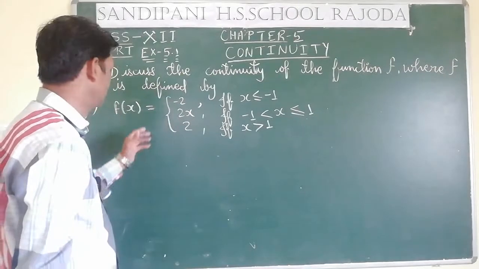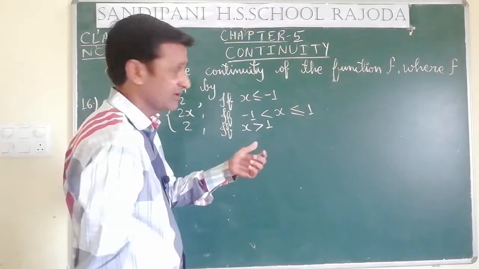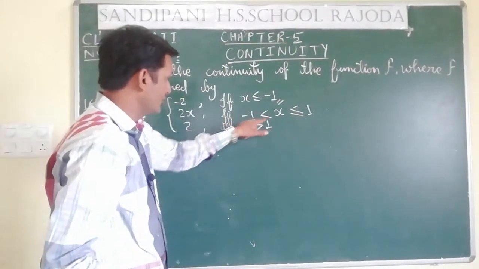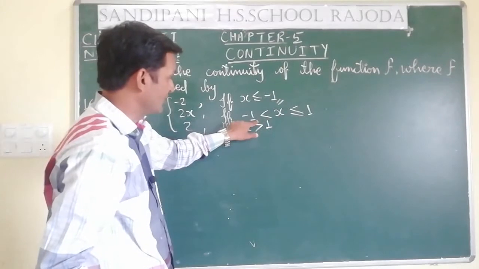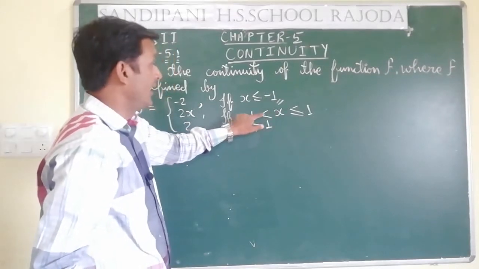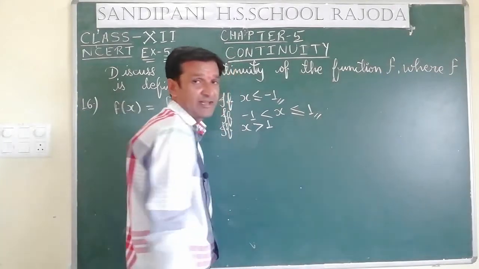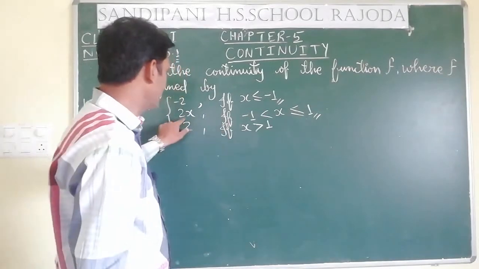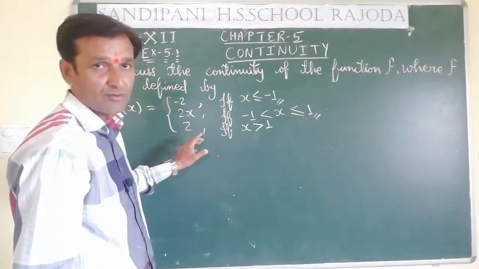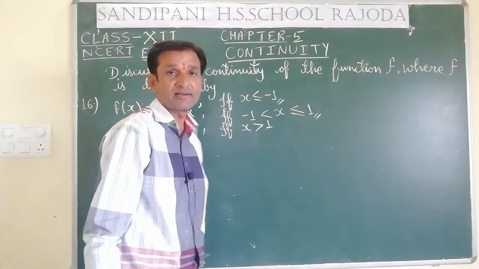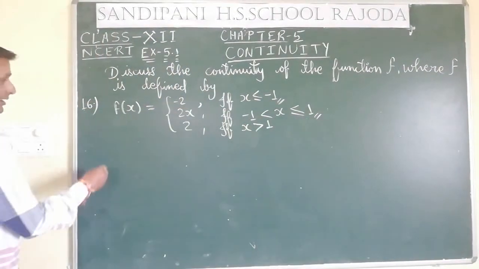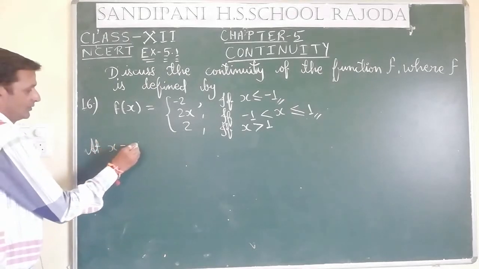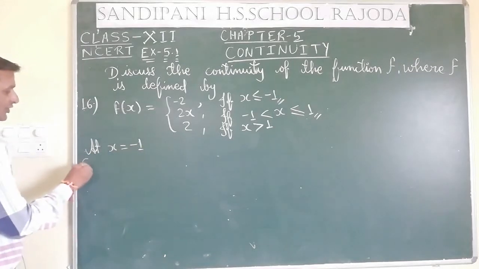So, at which point we have to discuss the continuity? At minus 1, of course, LHL we can solve. RHL also we can solve for minus 1, because for RHL this will be applicable, x is greater than minus 1, and at x is equal to 1 also we can discuss the continuity, because for less than means LHL we can solve, for equal to 1 we can solve, for greater than 1 also we can solve. So, at minus 1 and 1 we have to discuss the continuity of a function. So, first of all we have to take at x is equal to minus 1. Continuity test.